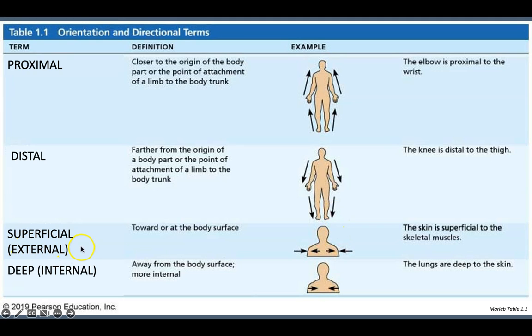Superficial, which is also known as external, is toward the body's surface. So the skin is superficial to the skeletal muscles. That just means that the skin is outside the skeletal muscles. It's external to the skeletal muscles. And deep is the opposite. So the lungs are deep to the skin. They're deeper than the skin. They're more internal. All right.